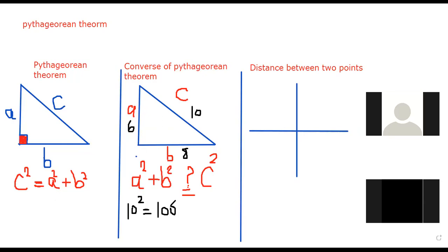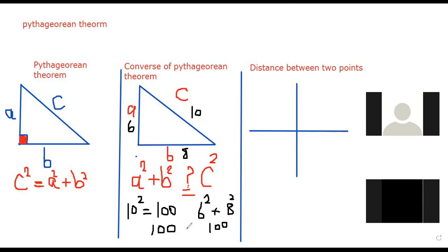On the other side, we have 6 to the power of 2 plus 8 to the power of 2. Then 6 to the power of 2 is 36, plus 64, which also equals 100. Now, on the left side you have 100, and on the right side you have 100.